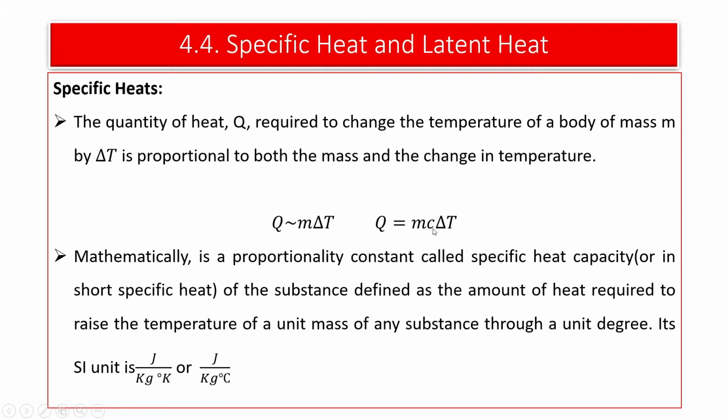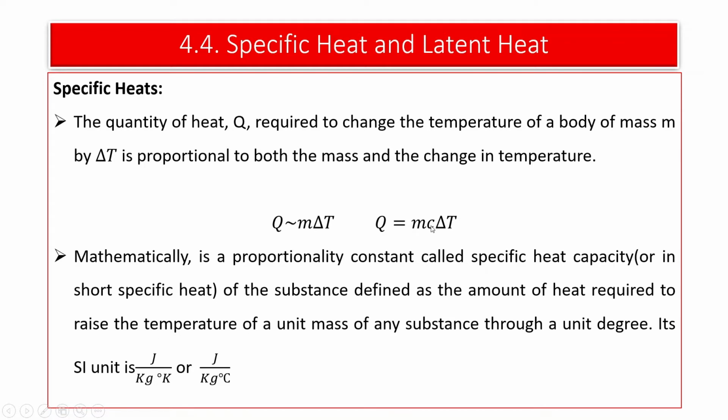Mathematically, the proportionality constant, called specific heat capacity, or in short, specific heat of the substance, is defined as the amount of heat required to raise the temperature of a unit mass of any substance through a unit degree. The SI unit of this one can be derived from c equals Q over mΔT. Q is measured in joule and mass is in kilogram. Change in T is in Kelvin. So joule per kilogram Kelvin, or joule per kilogram degree Celsius, can be the unit of specific heat capacity.